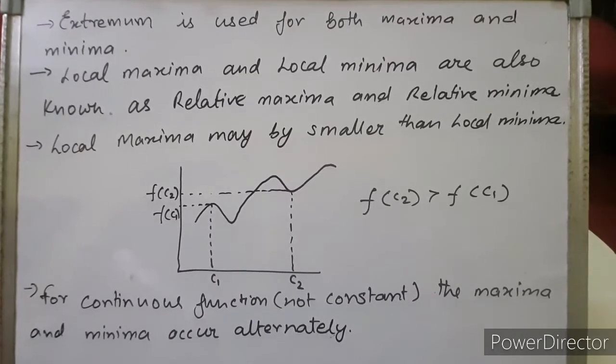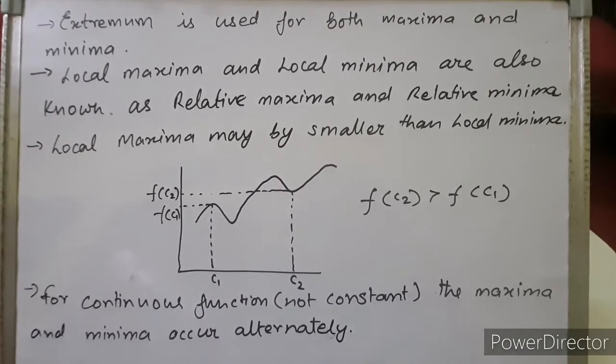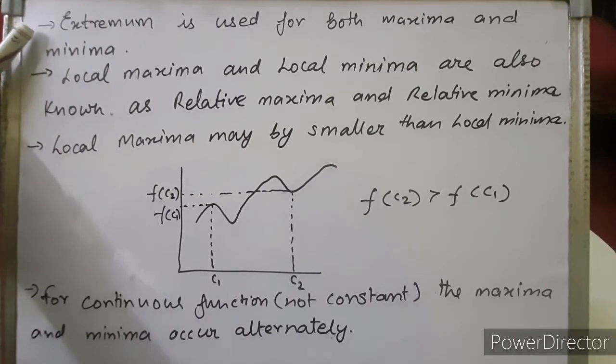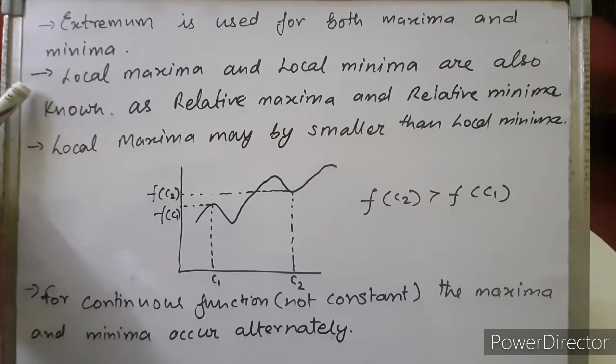Now these are a few points that we need to understand so that we can solve the sums and understand the topic more clearly. The first point is that extremum is used for both maxima and minima, right? That means when this word extremum is used, it represents both the maximum values and minimum values. The second point is that maxima and minima are also known as relative maxima and relative minima. That means whether it is written local maxima or relative maxima, or local minima or relative minima, it means the same.